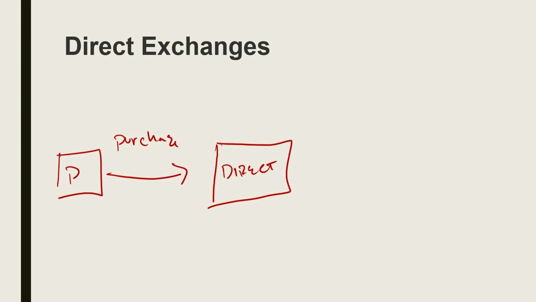So let's say that we have two queues over here. One is for purchases, let's say purchase, and the other one is for registration.